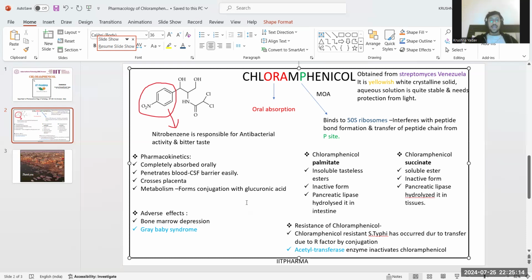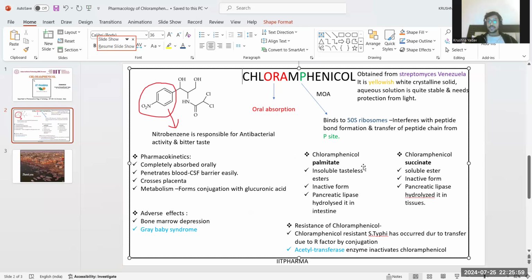After that, the adverse effects. There are so many adverse effects: bone marrow deterioration, and some hypersensitivity reactions. But you have to remember one keyword, that is gray baby syndrome. The examiner may ask which of the following is a common syndrome of chloramphenicol; in that case, you have to tick gray baby syndrome. Or the question can be asked like this: gray baby syndrome is an adverse effect of which of the following antibiotics? The options may include chloramphenicol, penicillin, sulfonamides. Then you have to tick chloramphenicol.